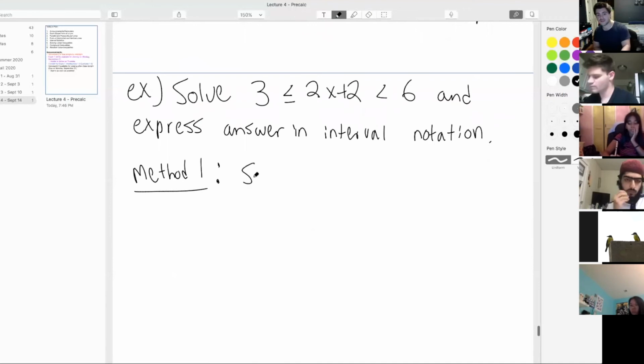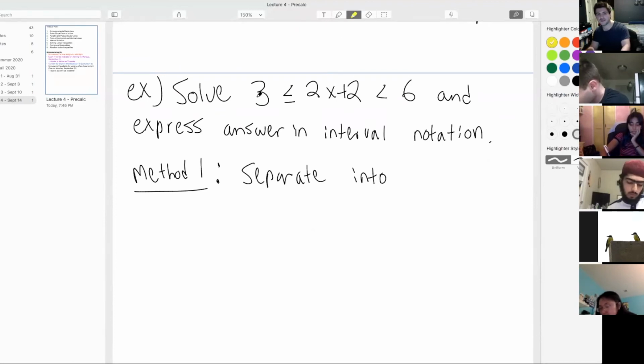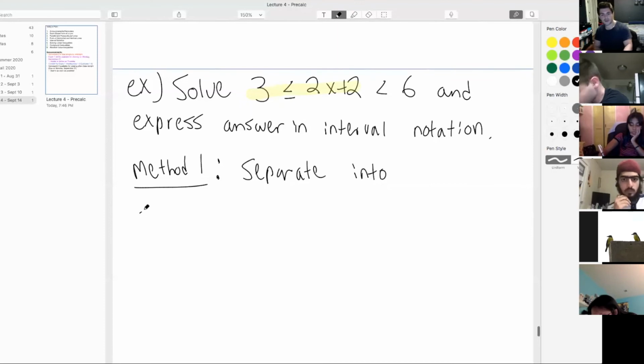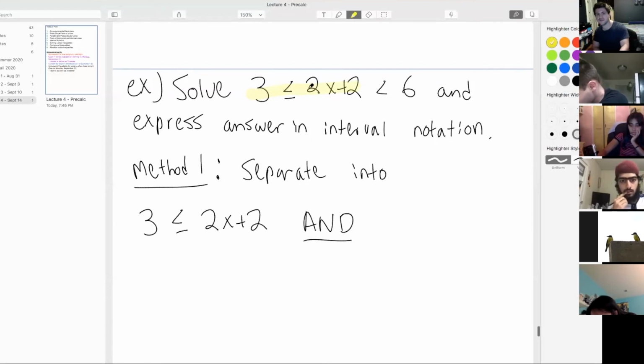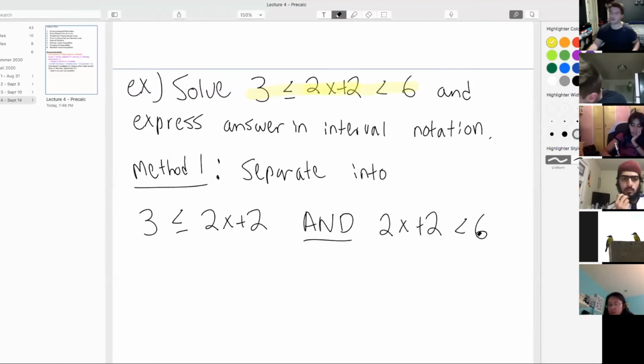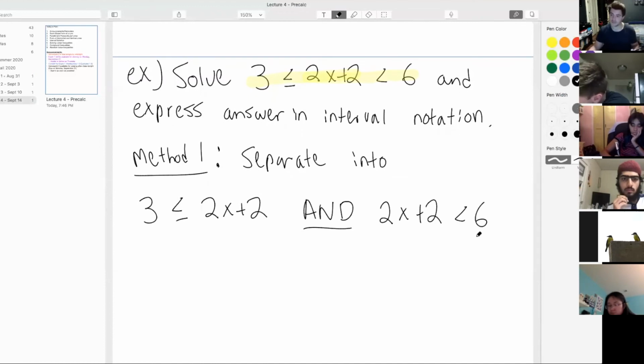So you separate as such. First you take the first piece, 3 is less than or equal to 2x plus 2. And the second piece, 2x plus 2 is less than 6. And we just solve both of these.